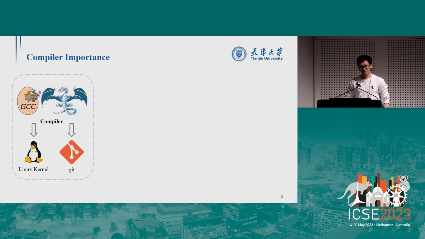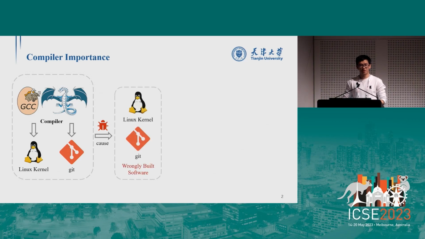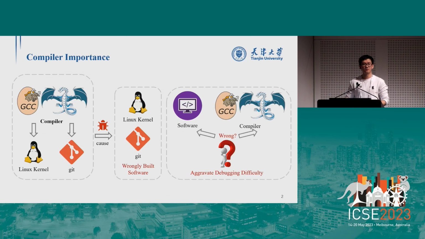Compilers are one of the most fundamental software, and almost all software is required to be processed by compilers before we use them. However, like other software, compilers can also contain bugs, and these bugs may be very harmful due to their fundamental role. On one hand, compiler bugs can cause any software built on them to produce unexpected behaviors, and on the other hand, compiler bugs can confuse the software developer and aggravate the debugging difficulty. So it's important for us to ensure compiler's quality.